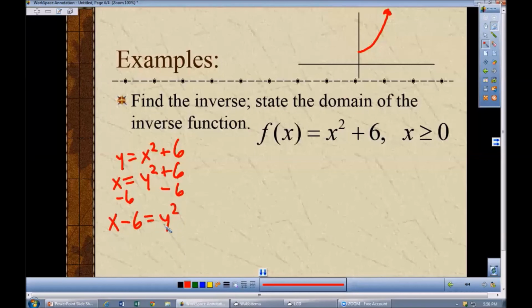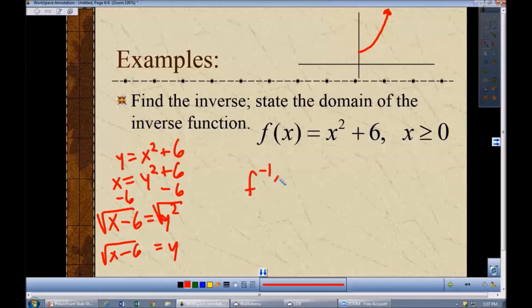Final step, to isolate y, I need to take the square root of both sides. So y is now by itself equal to the square root of x minus 6. And of course, our goal was to find the inverse of the function. So finally, I'm going to write this with inverse notation. F inverse of x is equal to the square root of x minus 6.